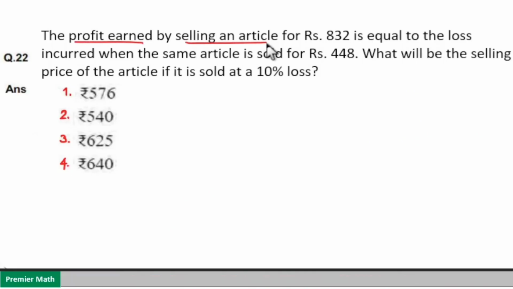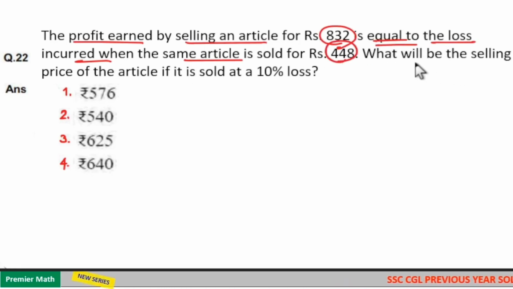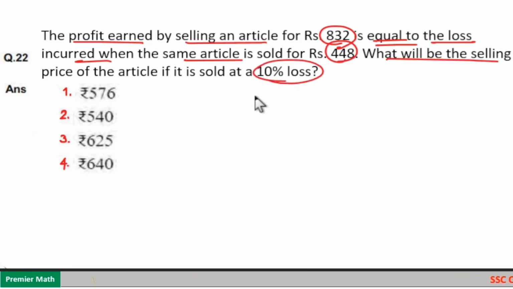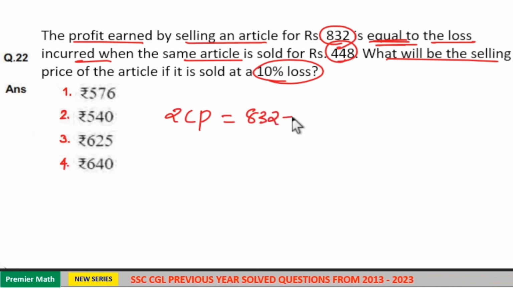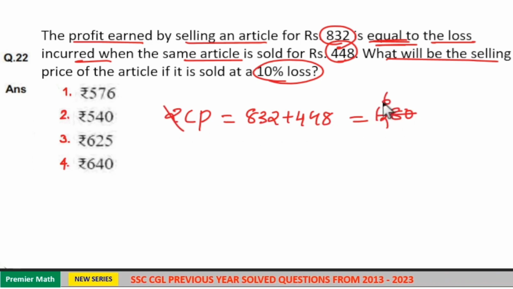Profit earned by selling an article for rupees 832 is equal to the loss incurred when the same article is sold for rupees 448. What will be the selling price of the article if it is sold at 10% loss? Here profit equals loss. So then you can write 2CP is the sum of selling prices, that is 832 plus 448. 48 plus 32 is 80 and 8 plus 4 is 12. So 2CP is 1280, which means 1CP, that is cost price, is equal to 640.